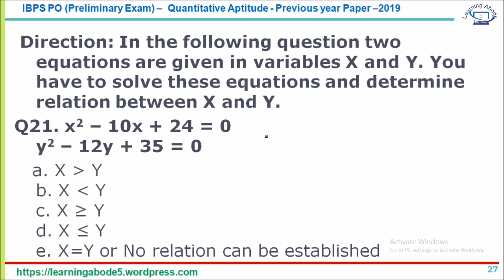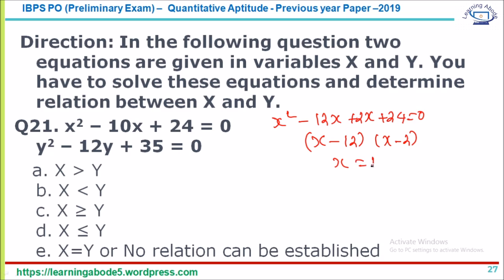Now the next question, x square. I can write it as x square minus 12x minus 2x plus 24 equal to 0. If I simplify, I will get (x minus 12)(x minus 2). So I get x is equal to 2 or 12.